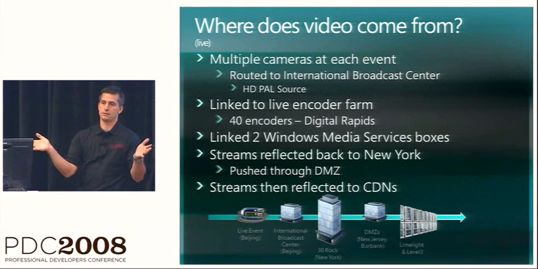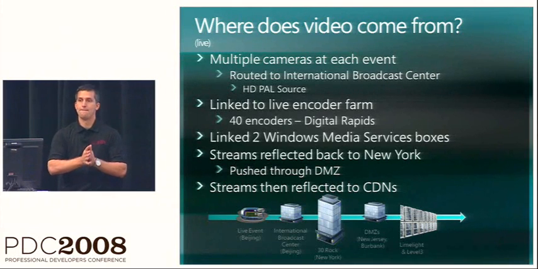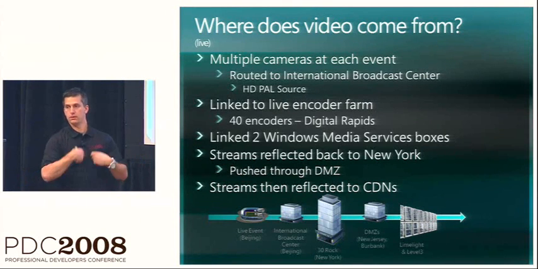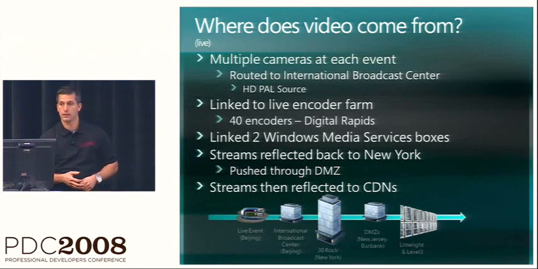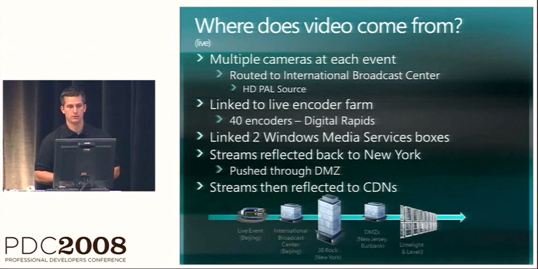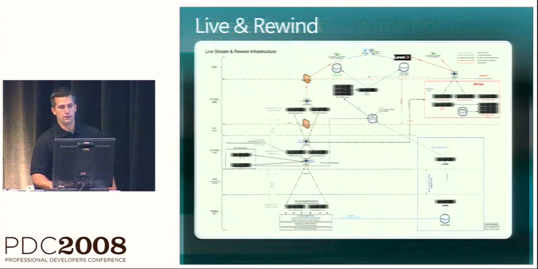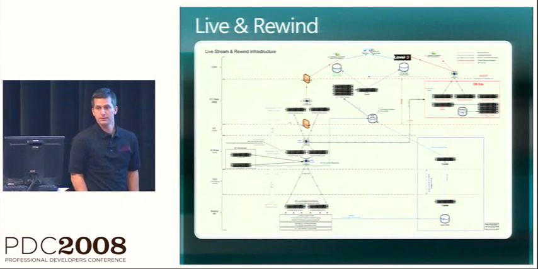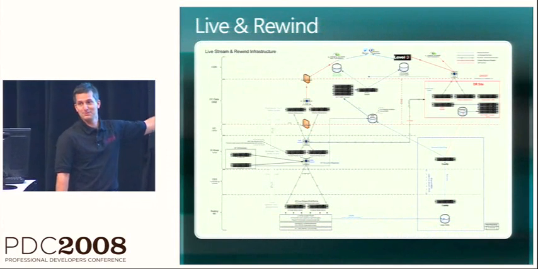Within the CDNs, in this case, Limelight and Level 3 had built out massive server farms of Windows Media Services boxes to then ultimately deliver video to clients. So lots of content, down to encoders, down to 2 WMS boxes, back out. You can have these slides, and you can print this out and talk to people about it. This is fundamentally what I just showed you.